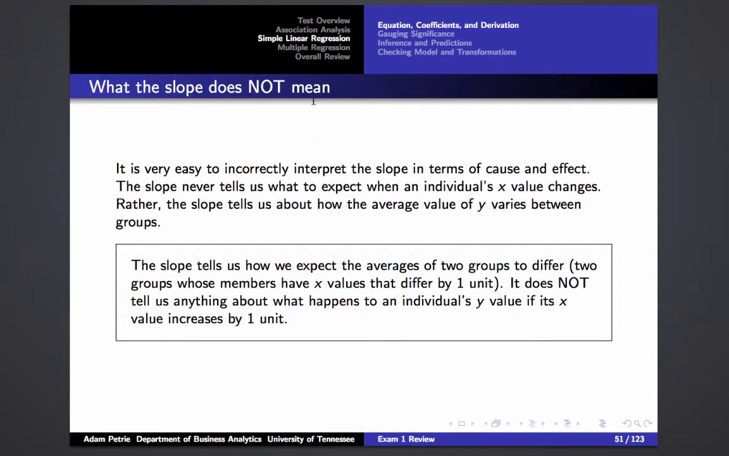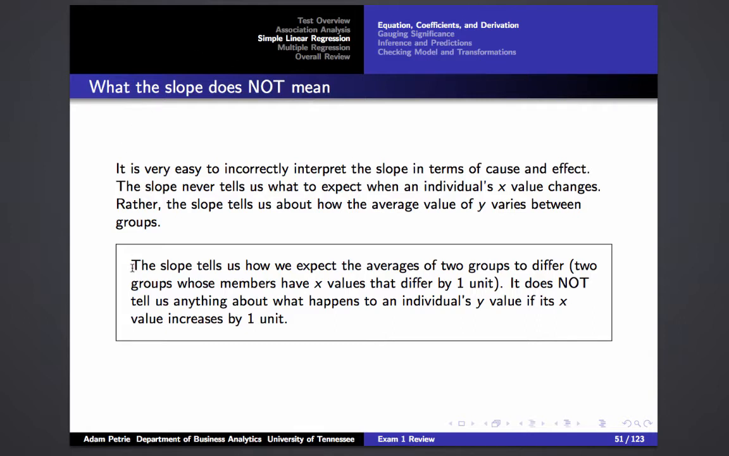Okay, one thing the slope does not tell you is what would happen to an individual if his or her x value changes. Regression, like correlation, is not a statement about cause and effect, and this is one of the least understood and most misinterpreted things about a regression equation. People seem to think that the slope indicates that, hey, if my individual value of x goes up by 1 unit, that means that my y value is expected to change by the slope units. No, that's not the case.